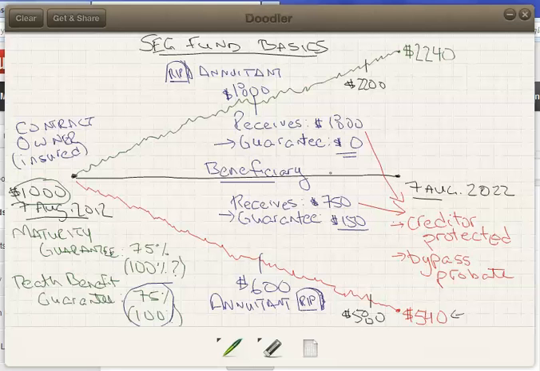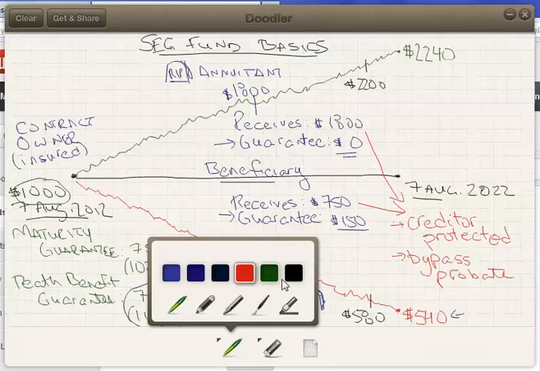So now we've gone through the basic features of segregated funds. We've looked at the maturity guarantee and the death benefit guarantee. And those are the two big features of segregated funds that really set it apart from a mutual fund. I do want to emphasize once again that you can, anywhere along the way, if you want your money out, you can get it. So you can grab those funds anywhere along the way here.